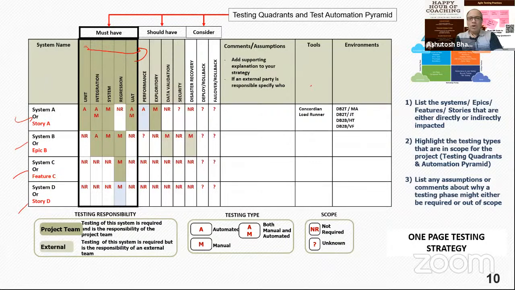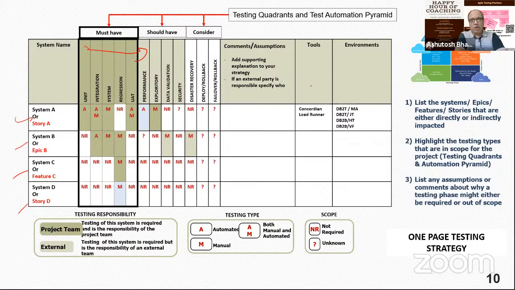NR means not required. For example, for a user story, we said that a regression is not required in the first sprint. That is why we said NR. AM, as I said, is a combination. Question mark indicates more clarity needed. And we also had a column for any assumptions or notes, any tool we were using, and what were the environments in which this was carried out.